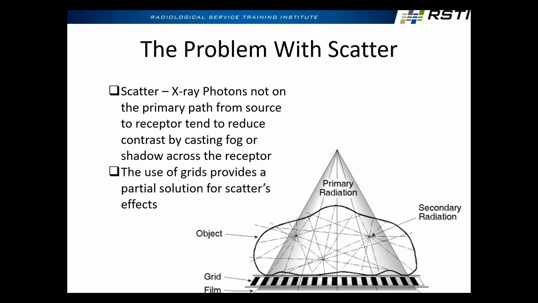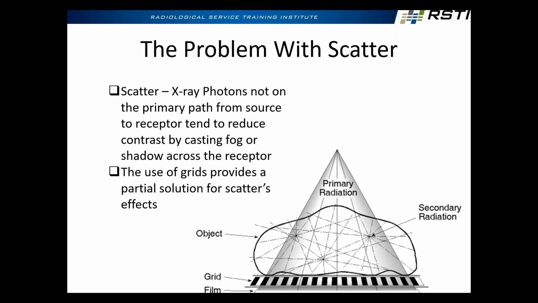Grids, on the other hand, are also wrongly named because they aren't grids in most cases. There's one that is. But the original grids were. It was a grid of lead strips. It was stationary, it worked. It helped to prevent scatter from reaching the image receptor. The problem was that you had that grid image superimposed over everything.